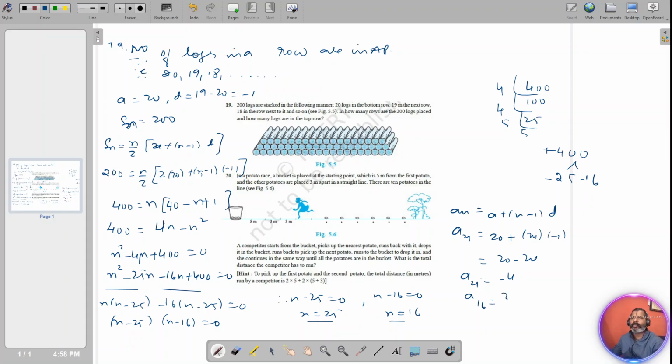A16 is equal to 20 plus 16 minus 1, that is 15, into minus 1. That is 20 minus 15, which is 5. Okay. Therefore, a25 is not possible. Therefore, n is equal to 16 rows. n is equal to 16 rows. Okay.